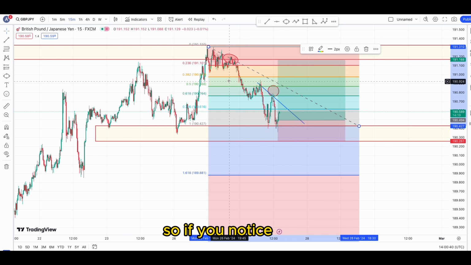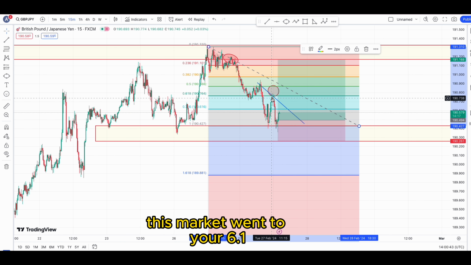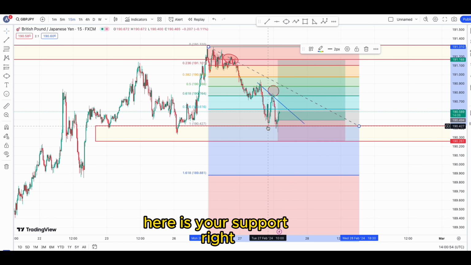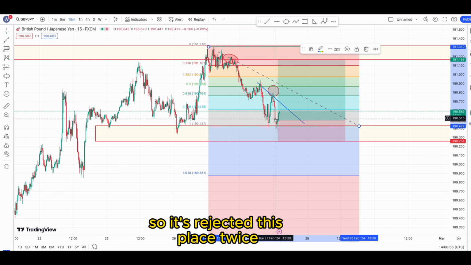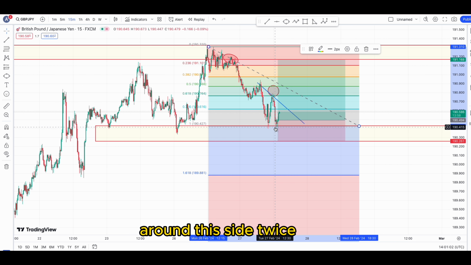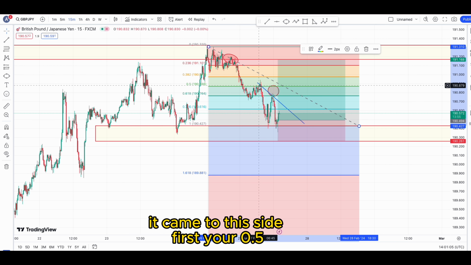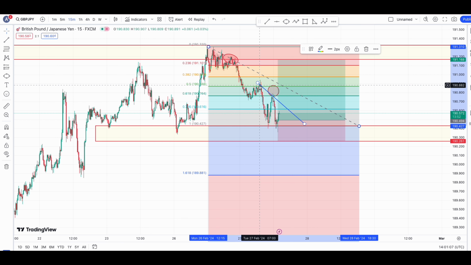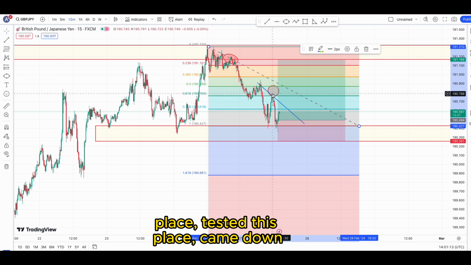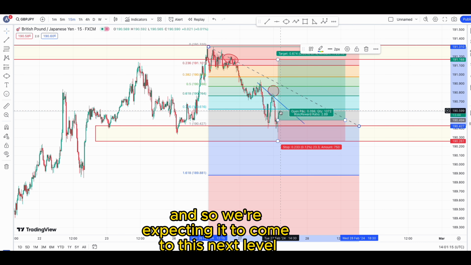So if you notice, this market went to your 6.18 zone of fib before coming down to this side, right? Here is your support, right? So it's rejected this place twice. You can see it rejected this place around this side twice. It came to this side first, your 0.5, and came down all the way to this place, tested this place, came down, and so we're expecting it to come to this next level.